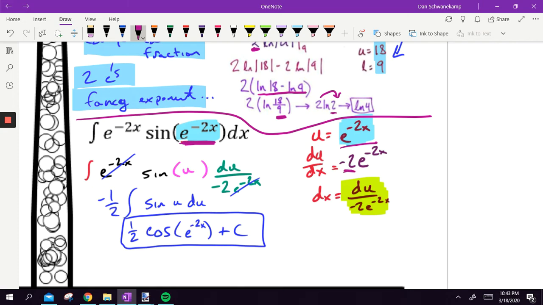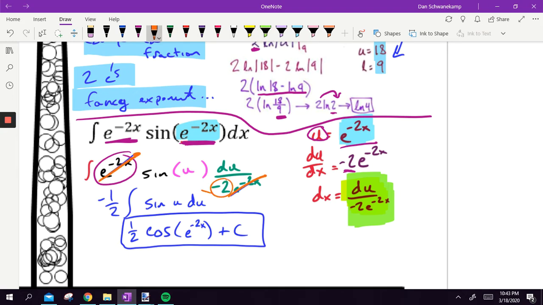I got dx by itself. Then I substituted in. This e to the negative 2x stayed the same. That didn't change. This e to the negative 2x became the letter u, and then times du over negative 2 e to the negative 2x. If you did it right, the stuff is going to cancel: e to the negative 2x, e to the negative 2x.